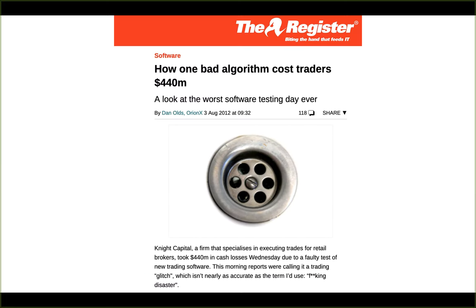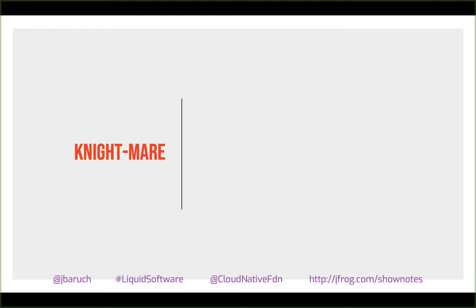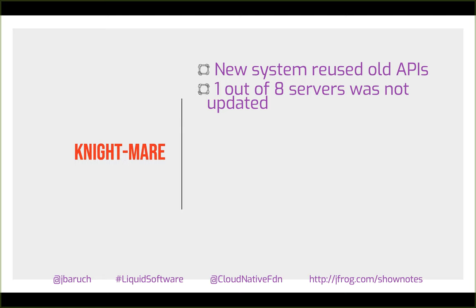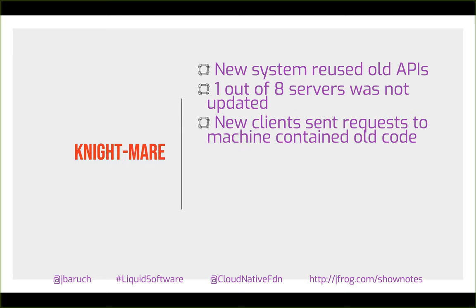The biggest example, it's a little bit old, about 8 years ago, but it's so powerful that I want to share it with you: the Knight Capital disaster. Knight Capital is a trading firm doing automatic trading on the New York Stock Exchange, and they decided to roll out a new system. For some reason, they decided to reuse some old APIs. Now the same APIs did something completely different, selling instead of buying. And for some reason during the update, one of the 8 servers was not updated. New clients now sent requests to 7 updated machines that did what needed to be done, but one machine contained the old code, so it did something completely different.